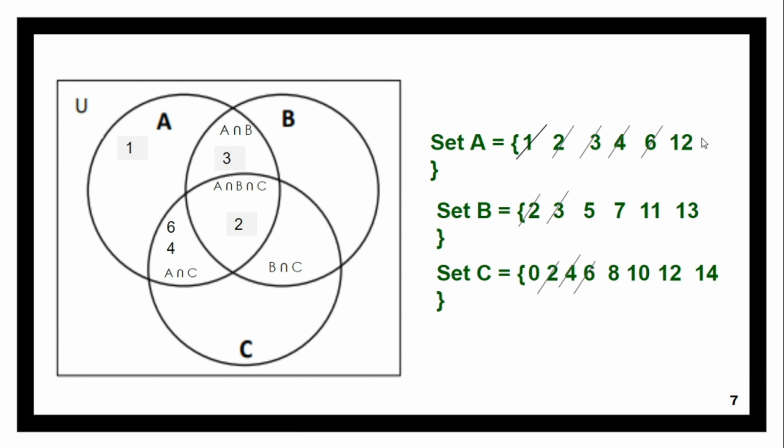Okay? Then, after that, si 12. Si 12 po ba ay unique kay A? No, si 12 po ay may katulad kay C ulit. So, meaning to say, we will write it here in A intersection of C kasi silang dalawa lang yung may kapareho kay 12. So, meaning to say, 12 must be written there. And then, let's cancel 12.